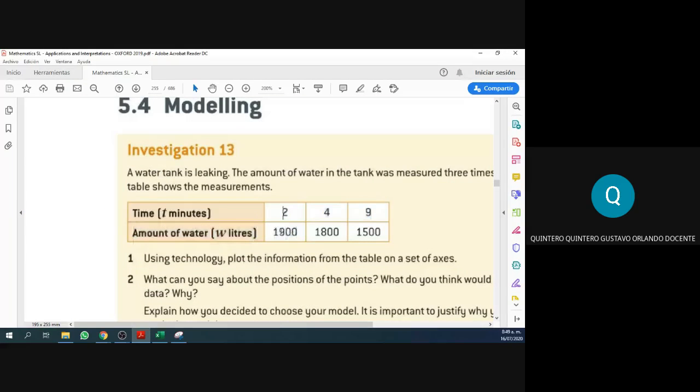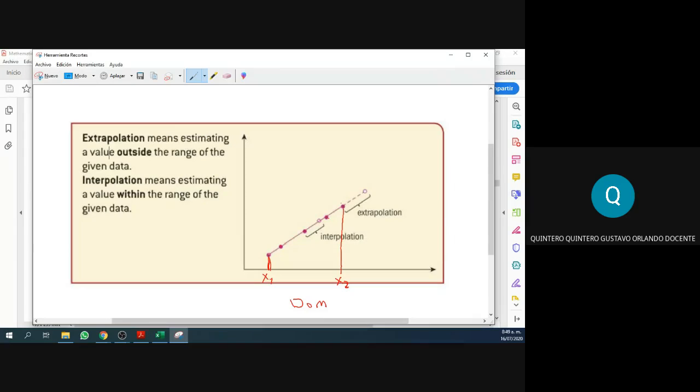2, 1900. 4, 1800, right? So if these are points, the first variable is the X and the second variable is the Y. This is what we have here. This has an X variable and a Y variable. The Y variable will be here, right? And this has an X variable and a Y variable, which will be here.